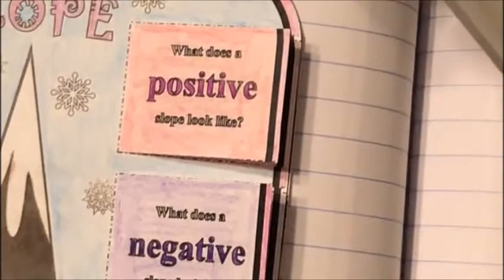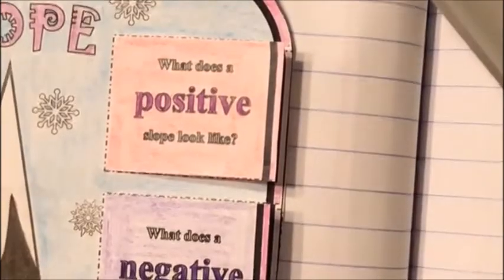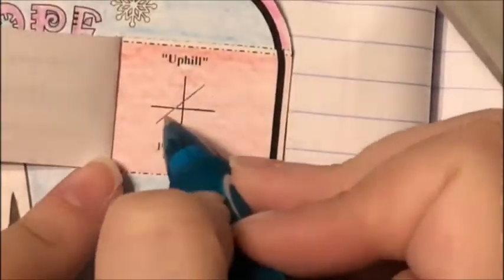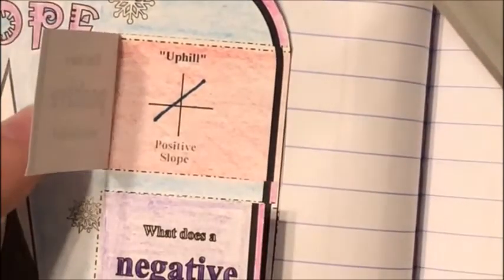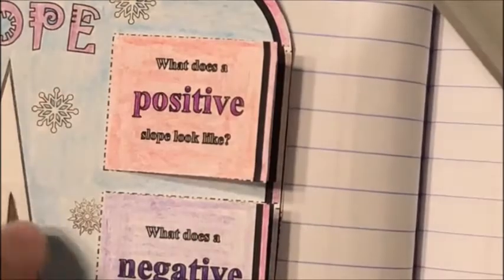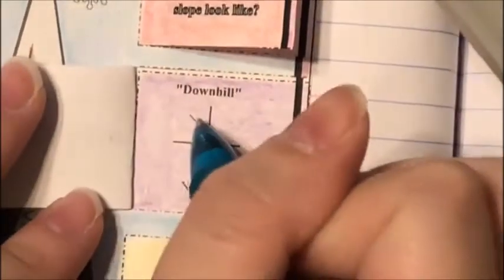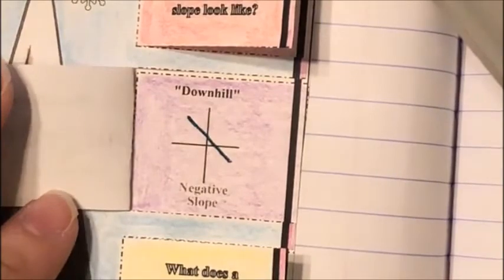Other thing I wanted to talk to you guys about is slope. So if slope is positive, okay, it looks like this. It's going uphill. It's an uphill positive slope, goes up. Okay? A negative slope goes downhill, from left to right, downhill.